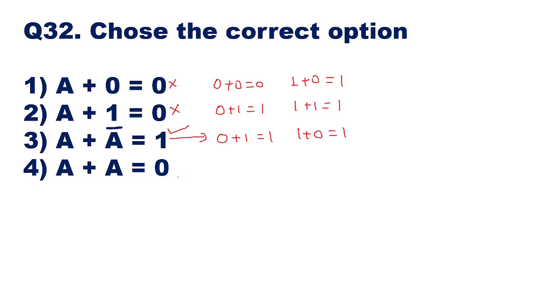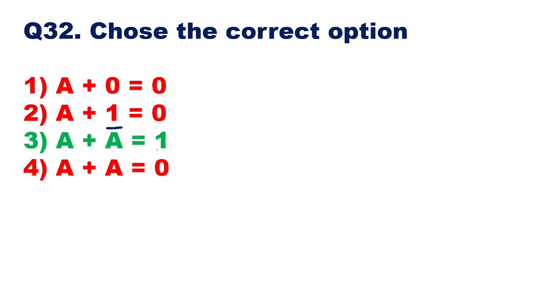In the same way, we'll also check option 4. In this case, if A is 0, 0 plus 0, that is A plus A, is equal to 0. If A is 1, 1 plus 1 is equal to 1. So in this case, again, this option also stands wrong. So option 3 is the right answer here. That is A plus A bar is equal to 1. So A plus A bar is equal to 1 is the correct option. And then we'll go to the next question.